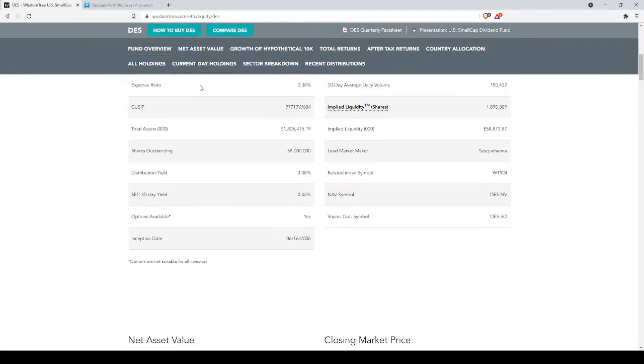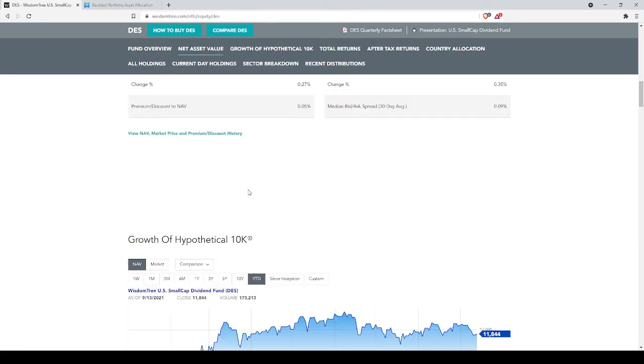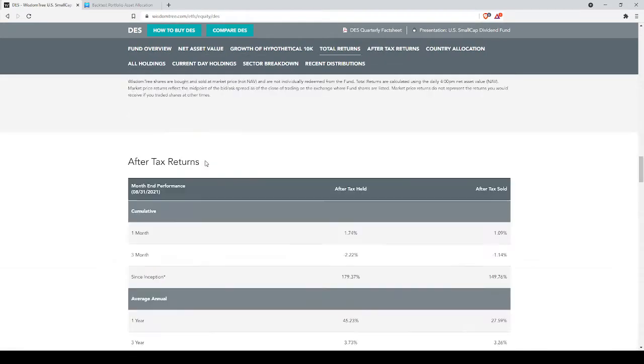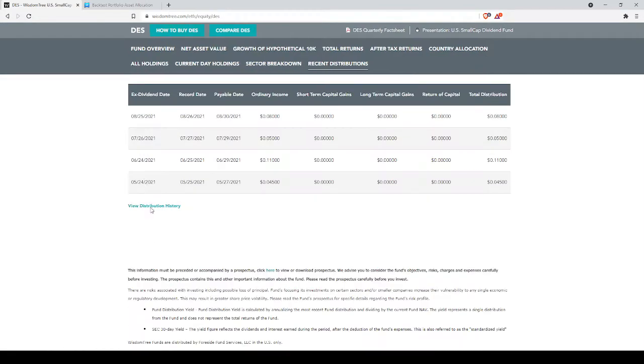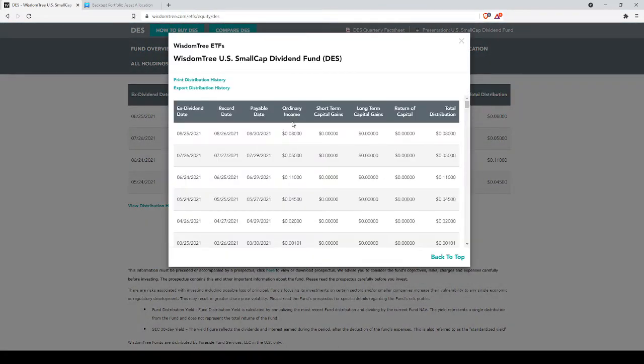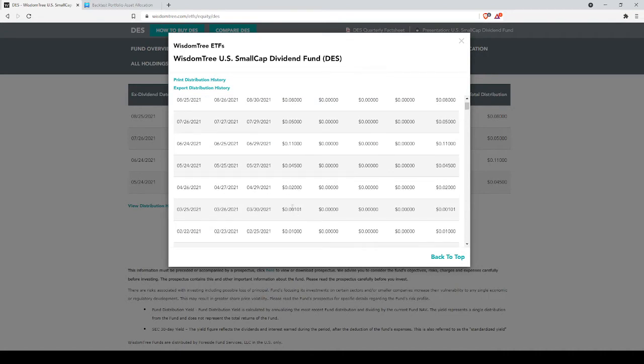Looking at those distributions, we can actually see what they have been in the short and long term. The last distribution that was paid in August was 8 cents, 5 cents before that, 11 cents before that, 4.5 cents, 2 cents, less than a penny, 1 penny.